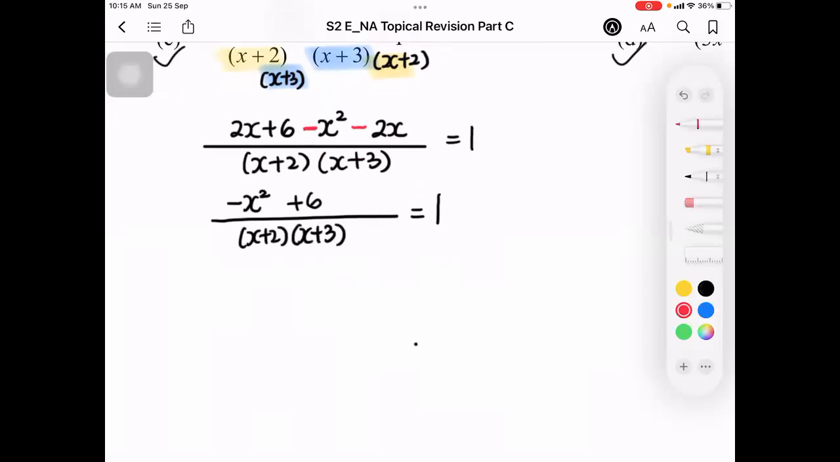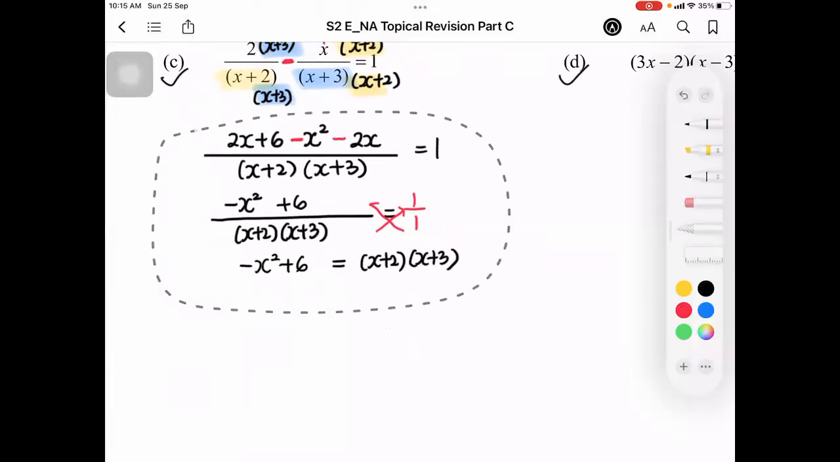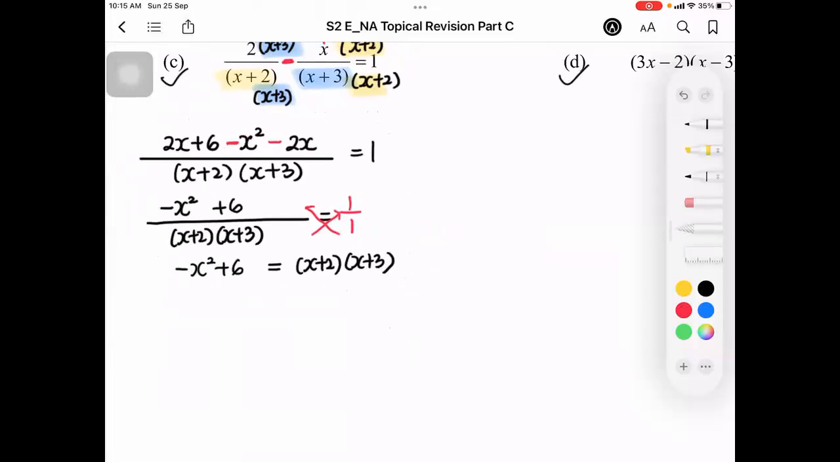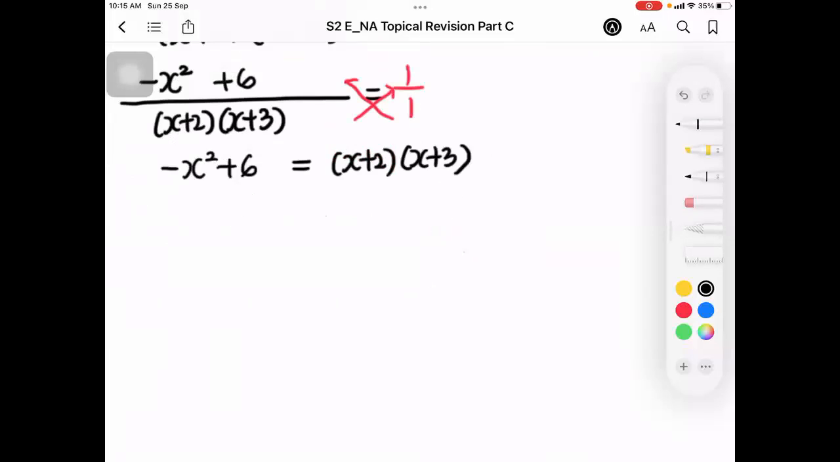What we do, we change this into 1 divided by 1. Why is that so? So that I can cross multiply my equation. So then my equal sign stays in the center. I cross over to here. This side is x plus 2, x plus 3. Then this side is just negative x squared plus 6, because it's 1, no change. Then the next step, we're going to expand this side of the equation.